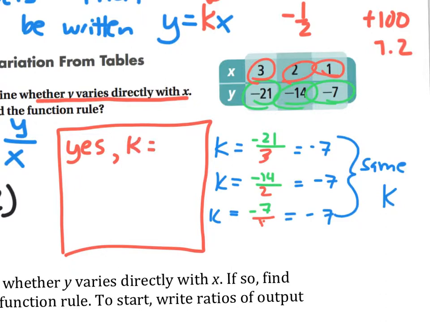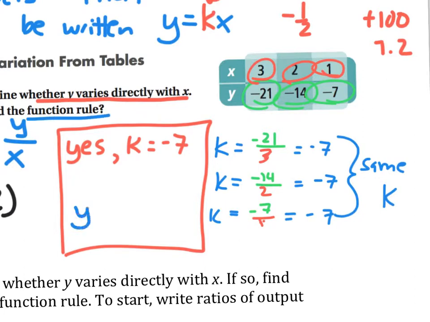Because k is -7. Every single time, to get from the x value to y, I multiply by -7. Here, 2 times -7 is -14. 1 times -7 is -7. So it does work. The last thing it asks me to do is to write what's called a function rule.